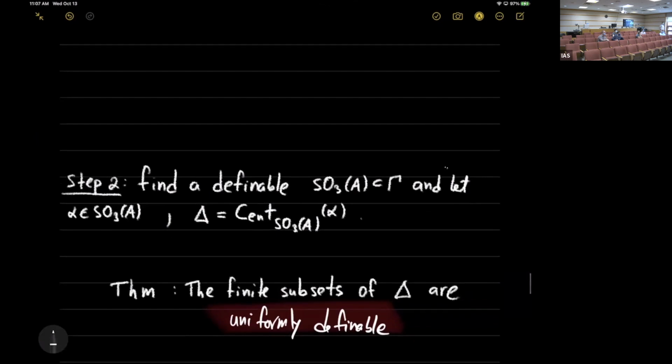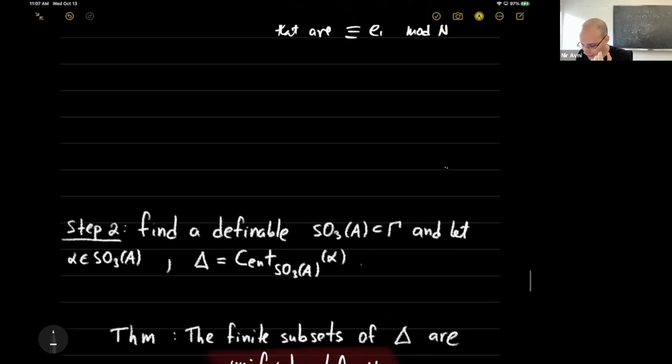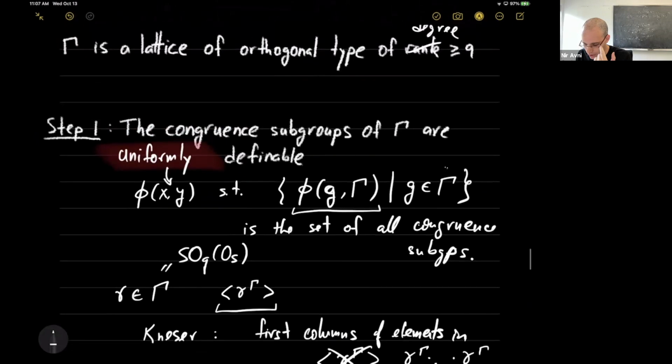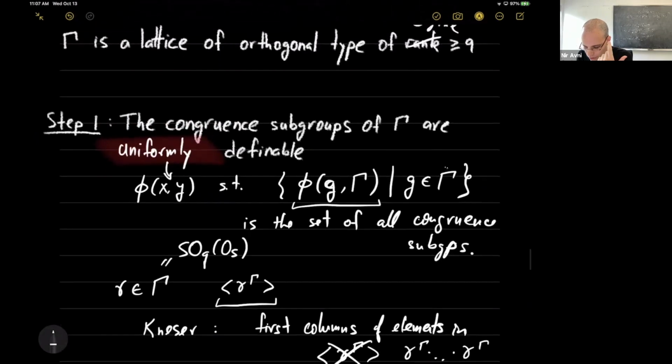Say it again. Inside delta or inside gamma? Inside delta? No, it's important. We work inside delta from now on. Let me just say what's the importance of uniformly. Now I can quantify. I can make first order statements, which would mean that for every congruent subgroup, there is something.